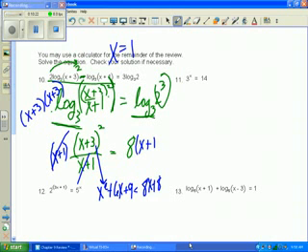And then you have to go back. Do you have to check it on this one? Why do you have to check it? Yes, you have to check it because it's in the log. Because the variable is within the log. So if I put 1 in here, I get positive. If I put 1 in here, I get positive. I'm all good. So 1 is fine and acceptable. Okay. 11 is not such a big deal.